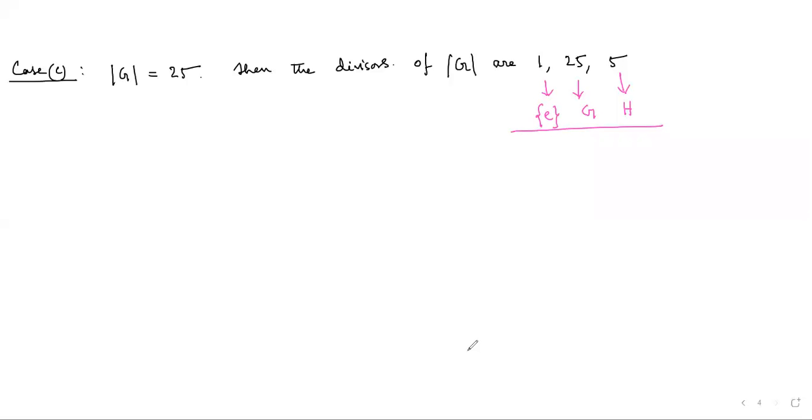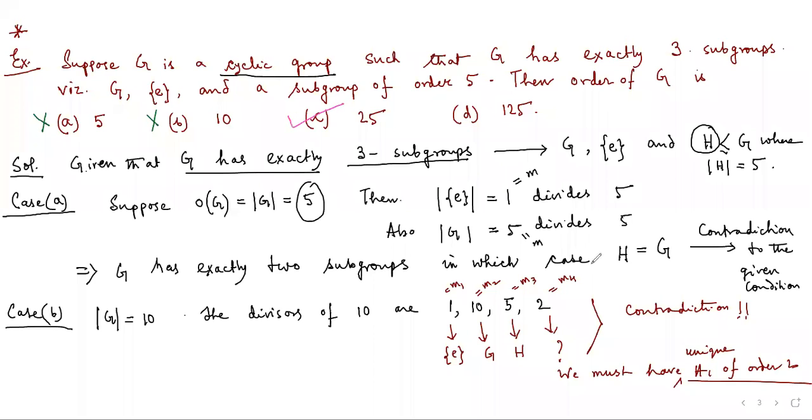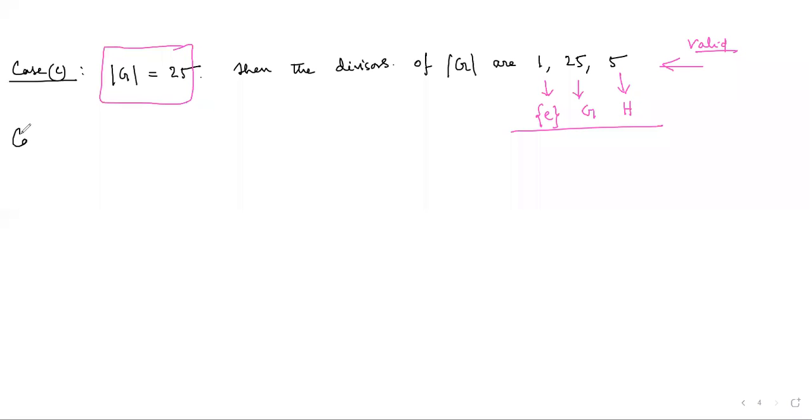And therefore, no other subgroups exist if we consider the order of the group to be 25. And this is the thing which is valid, and therefore this particular statement is true. So 25 is the answer. What about the last one? Case D.